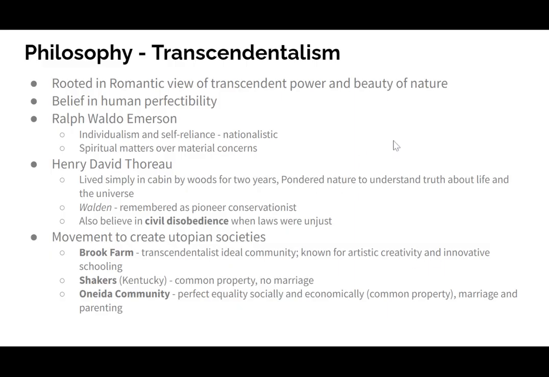Okay, so we also are going to see this movement during this time period to create these utopian societies, kind of communal societies. Brook Farm was kind of the most famous transcendentalist ideal community. It was known for its artistic creativity and its innovative schooling, and was very popular with the New England elite and their children. Other communities, and there are several of them: the Shaker community in Kentucky, at its height, probably had about 6,000 people. They believed in common property, but no marriage. They forbade marriage and any kind of sexual relationships. Men and women slept completely separately.